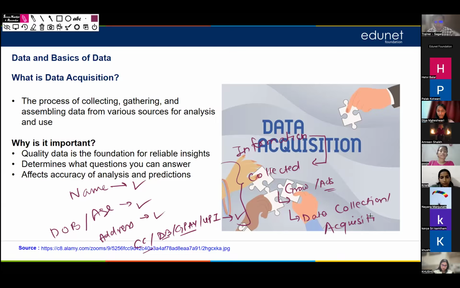Now, there are multiple ways in which this data is collected. But before we move on to that, have we understood what we mean by data collection? Yes, sir. Perfect. Now, how in our daily lives do companies, our friends, anyone else collect our data? Let's see that part now.